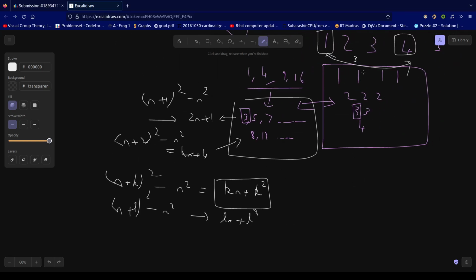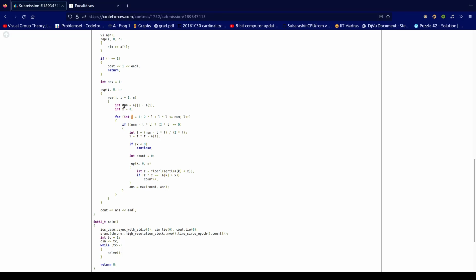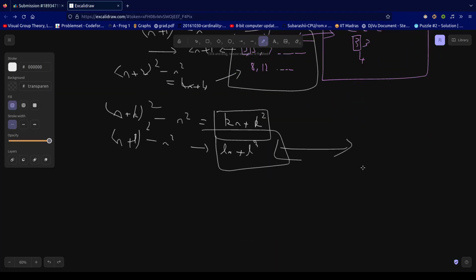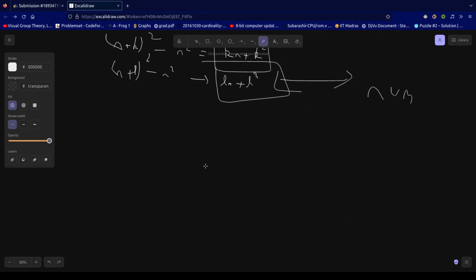So we have all the perfect squares. I'm just checking if any of the perfect squares is of the form Ln plus L squared. So I have some perfect square. I've called the perfect square num over here. So basically, I'm checking if num is equal to Ln plus L squared for some L. But of course, that's problematic because I don't know what L is here. I might know what num is, obviously, I can just calculate that, but I don't know what L is.